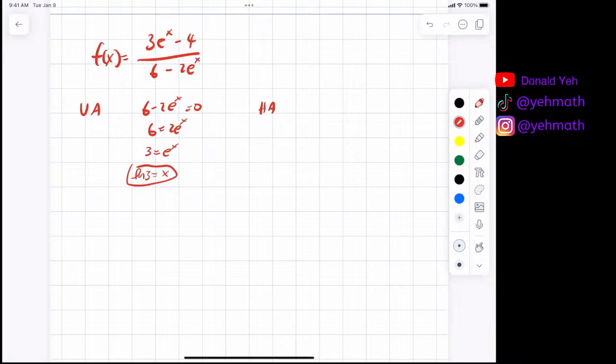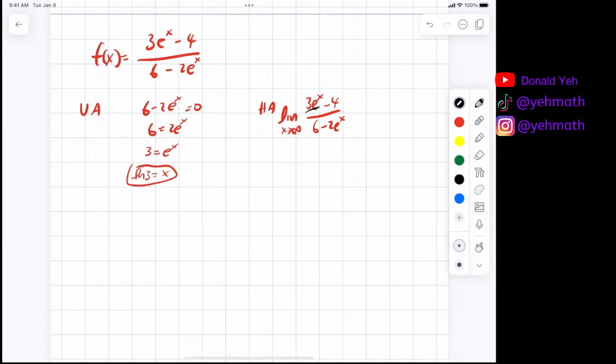Horizontal asymptotes. There are 2. The first one is going to be the limit as x approaches infinity of 3e to the x minus 4, over 6 minus 2e to the x. I'm reaching infinity. What's the best way to do this? There are a couple of ways to do this. You first divide by the degree? Well, dividing by the degree doesn't really help. But divided by what? e to the x is a good choice.